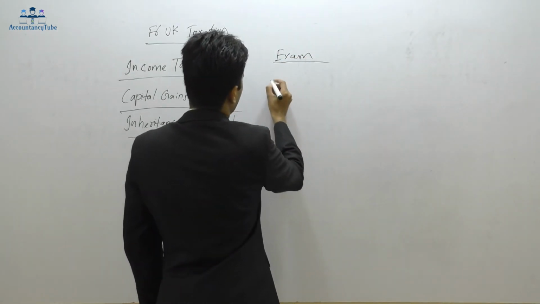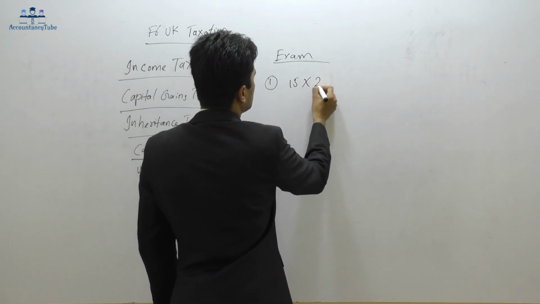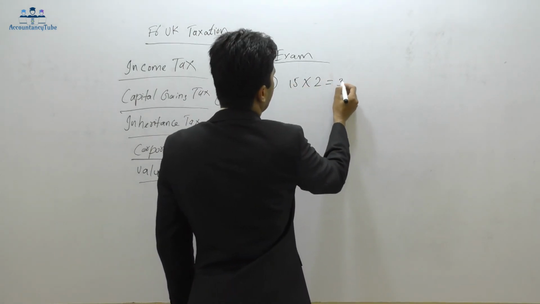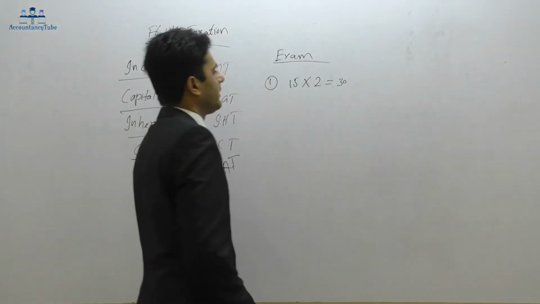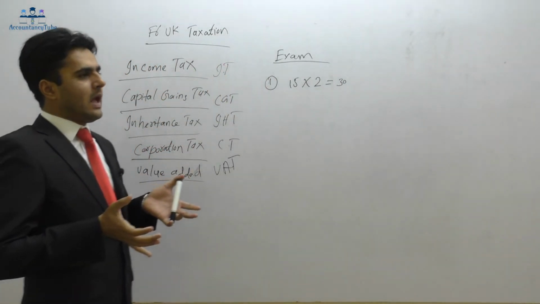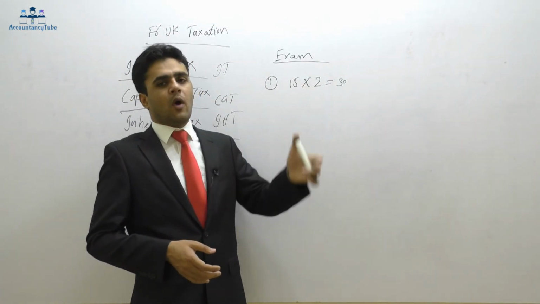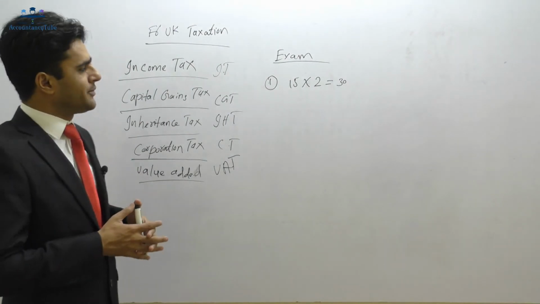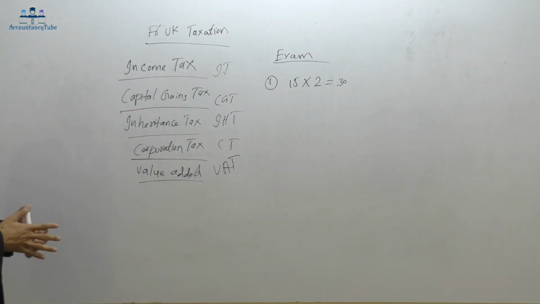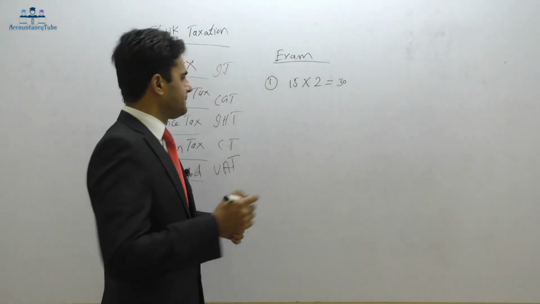Now, different sections. In section 1, you will be given 15 questions of 2 marks each, and that equals 30 marks. Right? 15 questions of 2 marks each, 30 marks. It will be simple MCQ questions. There will be a small scenario, and there will be 4 options given to you. You have to choose the correct option out of that. Simple as that. And it is probably the easiest section of the exam.